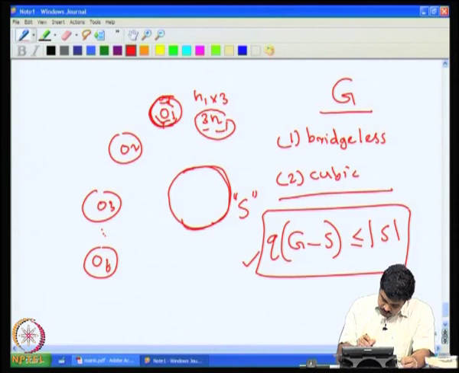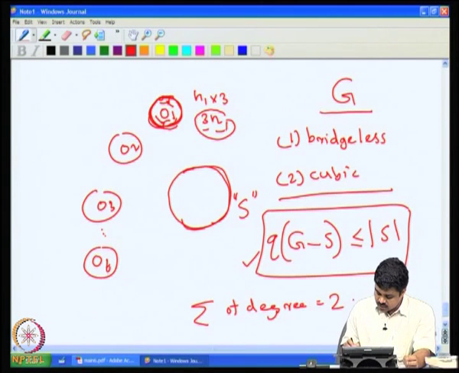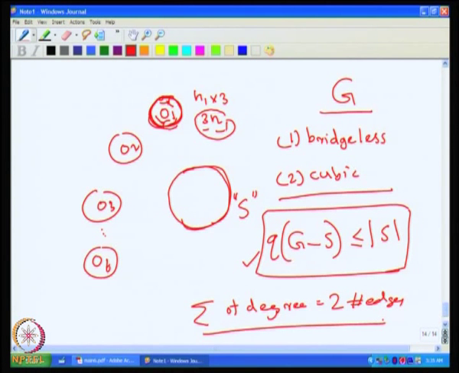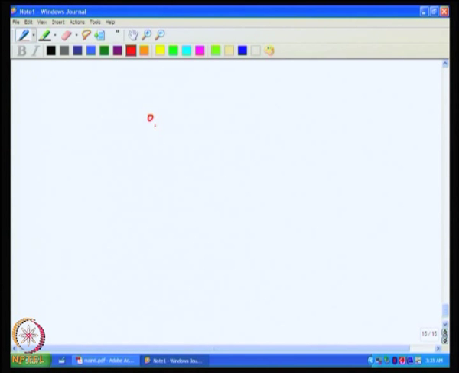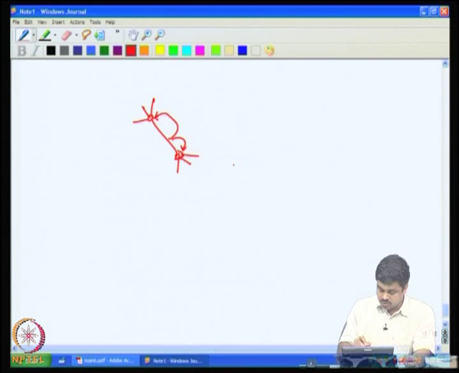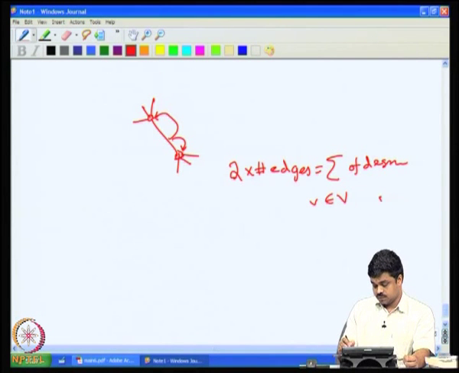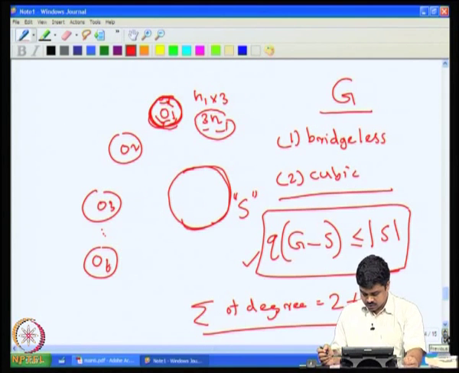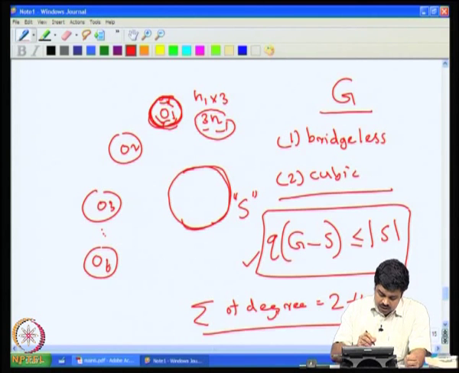So what is the sum of degrees for the induced subgraph here? It is always an even number, because the sum of degrees is equal to 2 times the number of edges in the graph. Why is it so? Any edge contributes 1 to the degree of one endpoint and another 1 to the degree of the other. So each edge contributes 2 to the sum of the degrees. When you sum up the degrees, you get 2 times the number of edges. Therefore, it has to be an even number. But here we have an odd number.